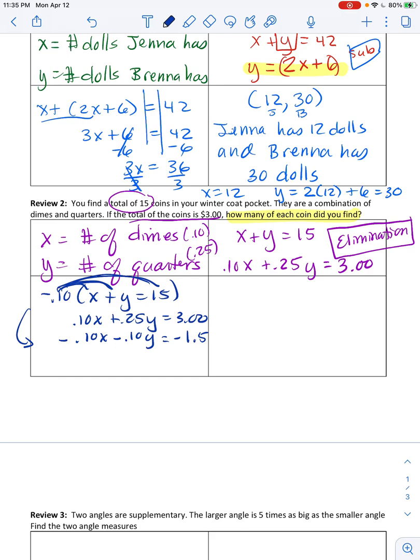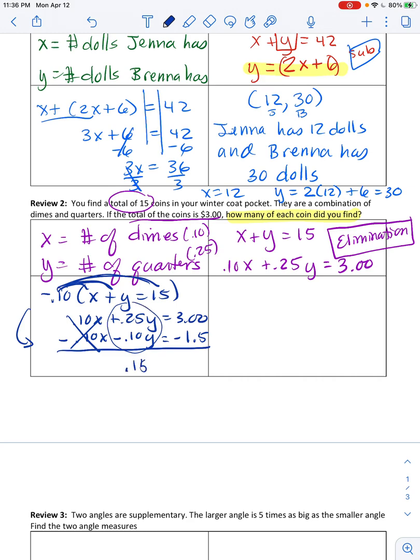I don't expect you to just do that. You can go ahead and use your calculator to do, in this case, negative 0.10 times 15. So if you want a little bit of help with that to come up with those numbers. Now, the idea was to get something to eliminate. These do. I have a positive 0.10x and a negative 0.10x. Here, again, use your calculator if you're not super confident.